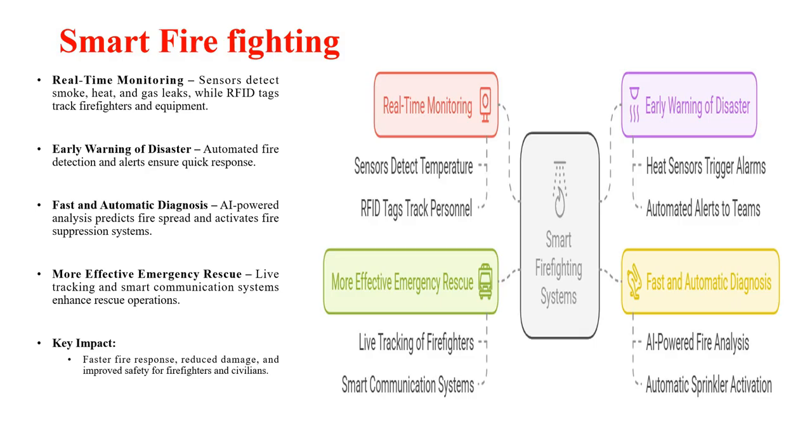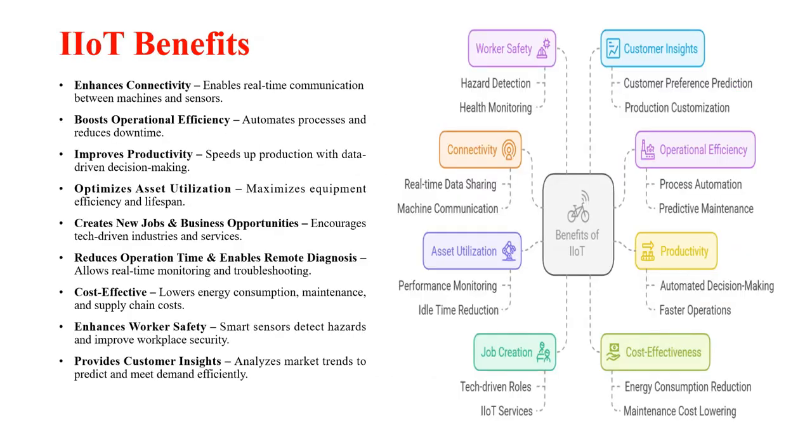operations. The key impact of these are faster fire response, then reduced damage and improved safety for firefighters and civilians. And the benefits are, it will enhance the connectivity. That is, it will improve the connectivity among the devices, and it will enable seamless communication between machines, sensors and the control systems. And also it enhances real-time data sharing and decision making. Second is, it will boost the operational efficiency, and it will automate the processes to reduce the errors and optimize resource usage.